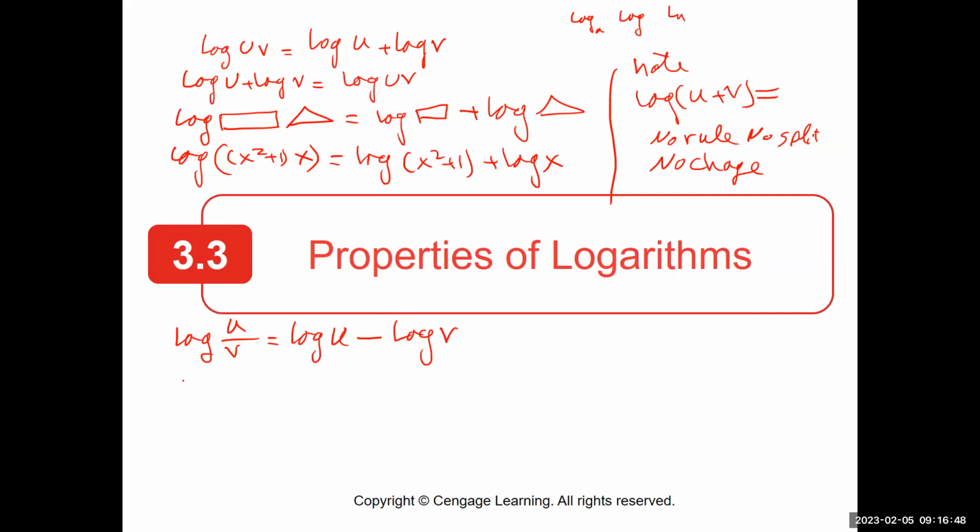If I have negative log of v plus log of u, I'm going to write it this way. You can put them in any order. That is always log of the positive over the negative. Always the positive on top, negative on the bottom.